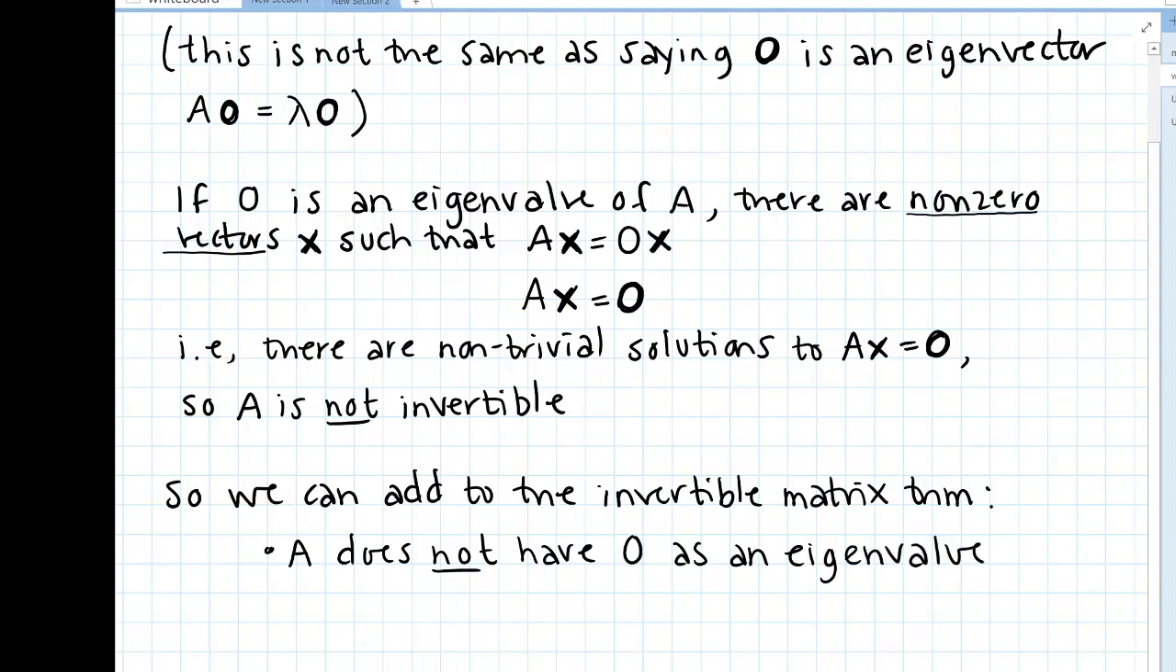And by the way, when I first uploaded the solutions to this worksheet, I typed the wrong thing. Almost everything I wrote was correct, but for some reason when I wrote this last part, I said A does have 0 as an eigenvalue. So if you downloaded the worksheet from Friday very quickly after it was uploaded, you probably have the version that has it written wrong. So you might want to download the new version.